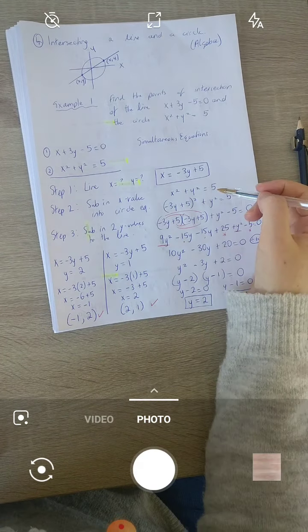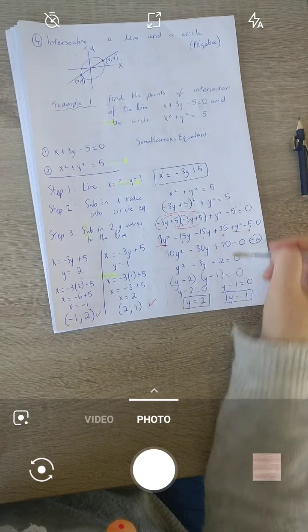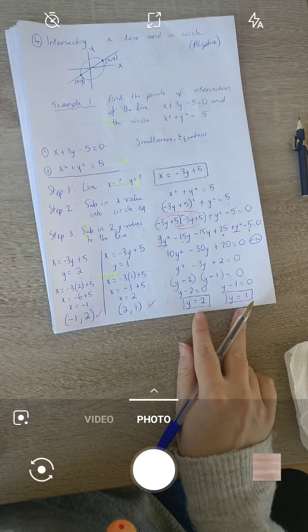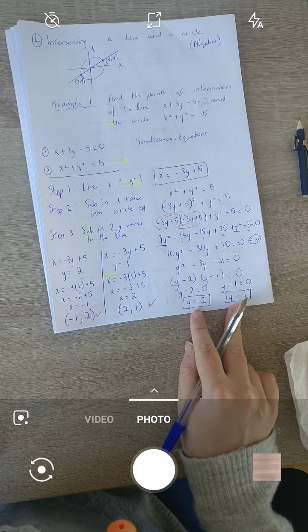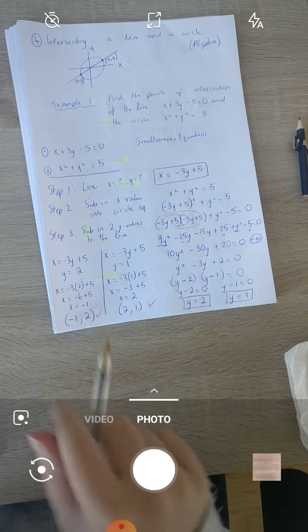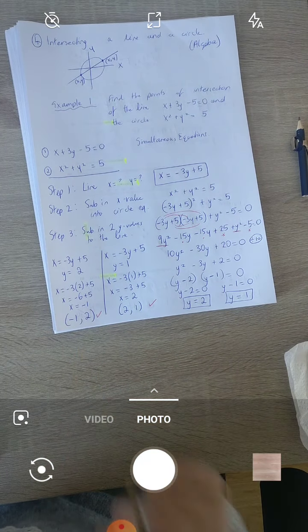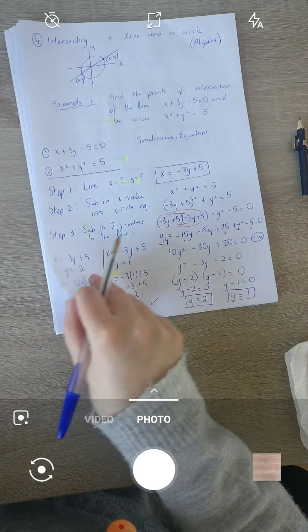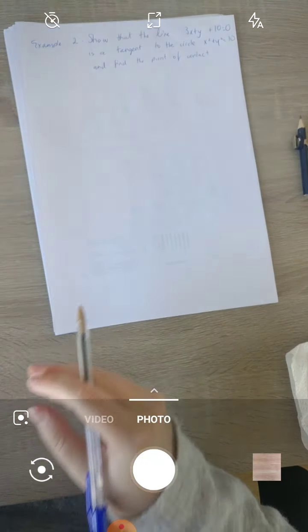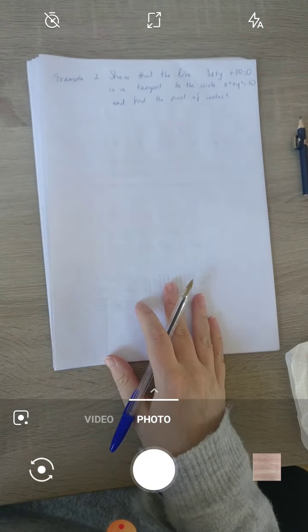So remember, you're always going to end up with a quadratic equation that you need to solve. That's going to give you either your 2 x values or your 2 y values. And then step 3 is subbing those 2 values into the line to find the other 2 values. Okay, nice question because it's quite algebraic. Let's look at another one.